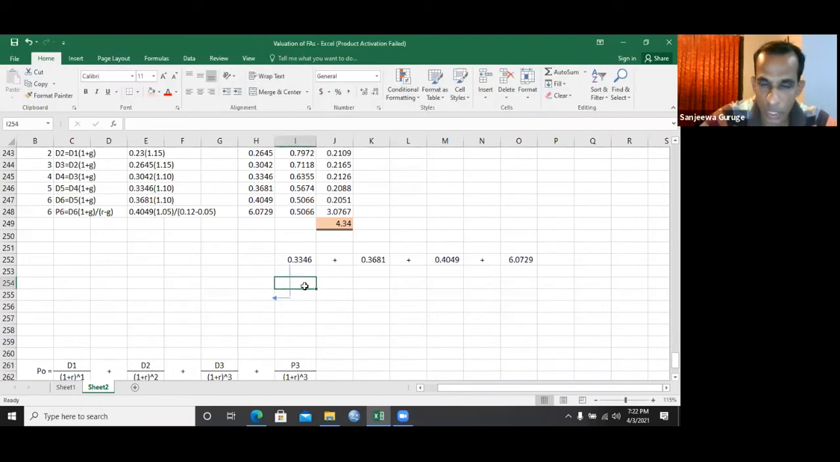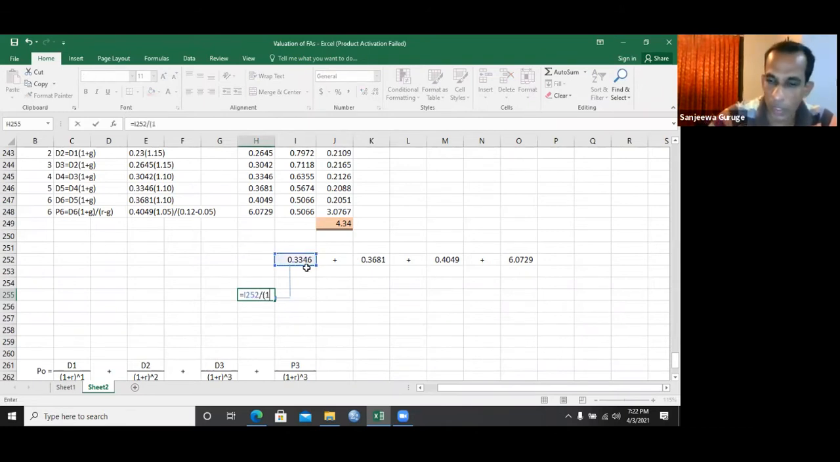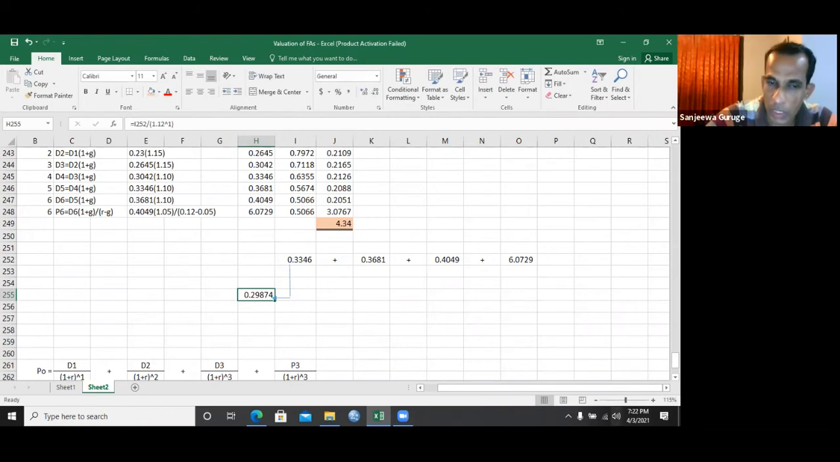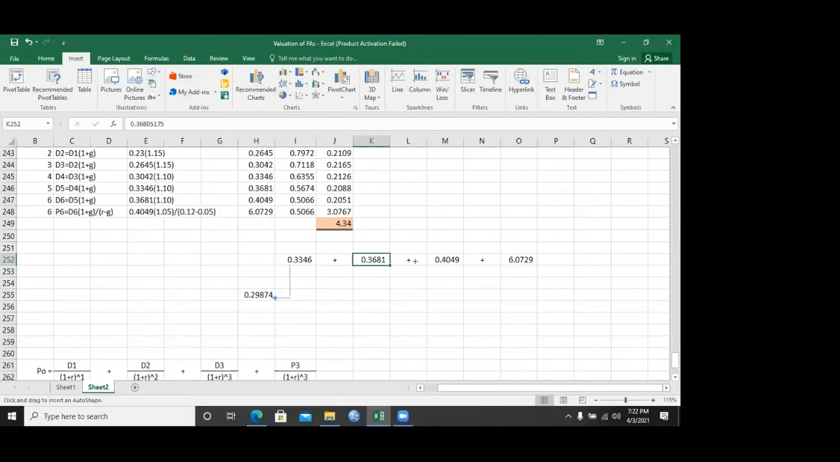So when you discount this for 1 year, what is the value? We need to discount at 12% for 1 year, so the value for him will be 0.3346. He is going to get this dividend in 2 years, so it should be discounted for 2 years.